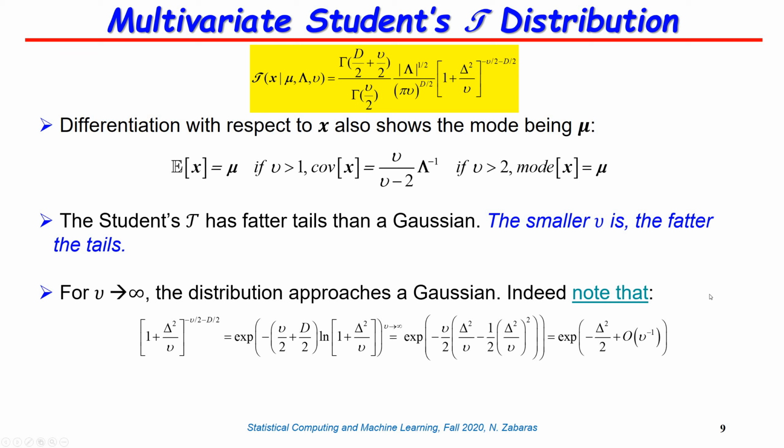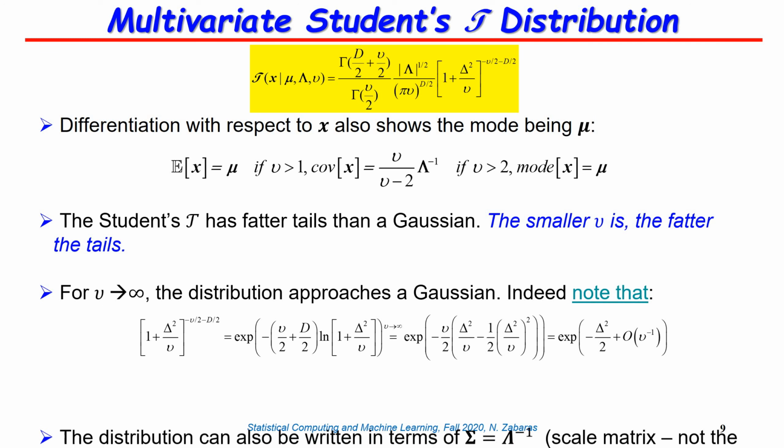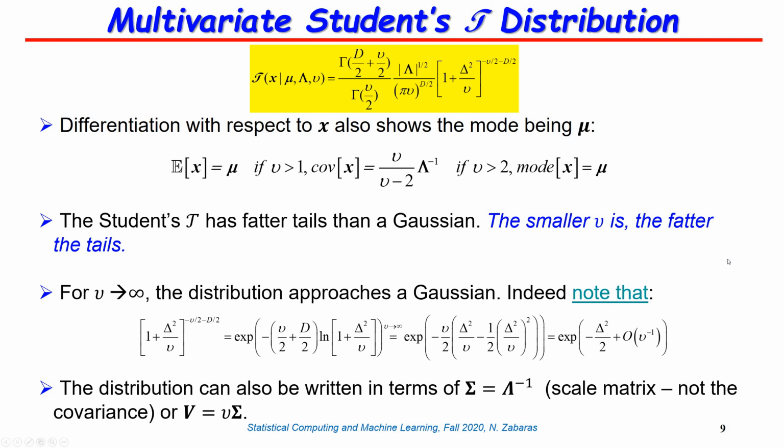All right, let me just say something. If you check different books or even Wikipedia, you can see that often the Student t-distribution is written not using lambda, but using the inverse of lambda, which is a covariance measure. So please pay attention when you use this type of distribution, because the parametrization may be a little bit different from the one that we use in this class.